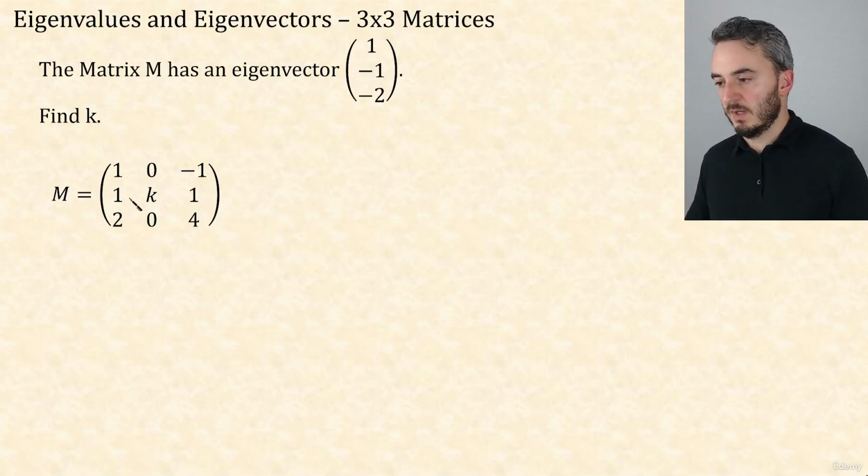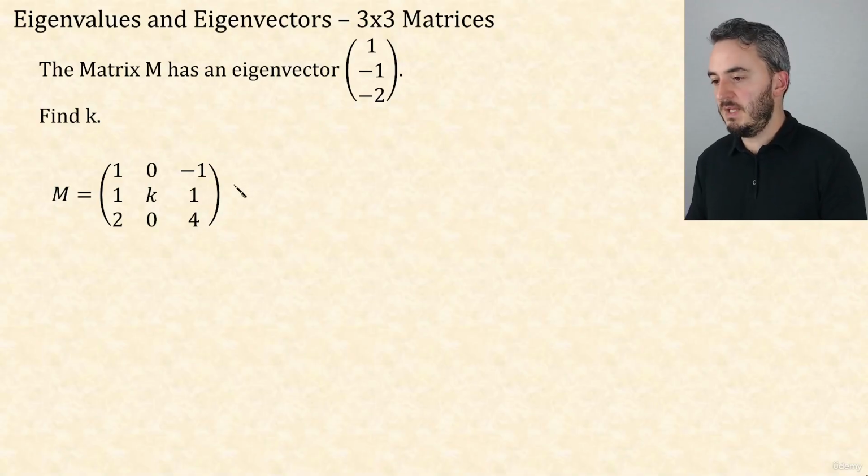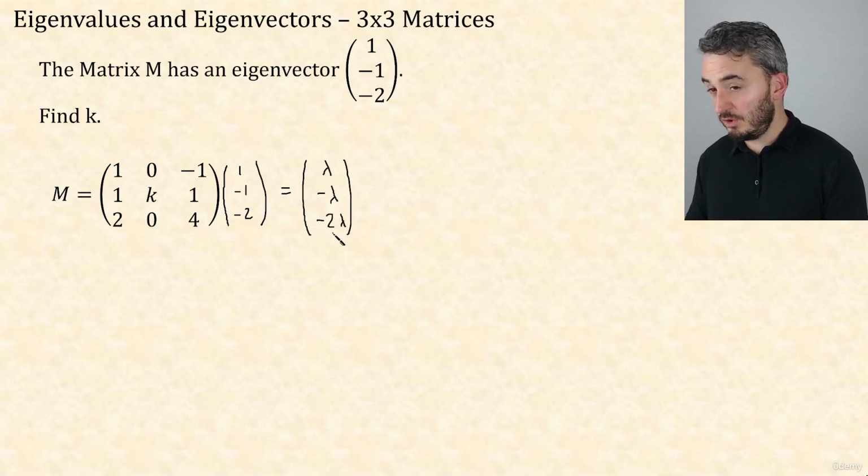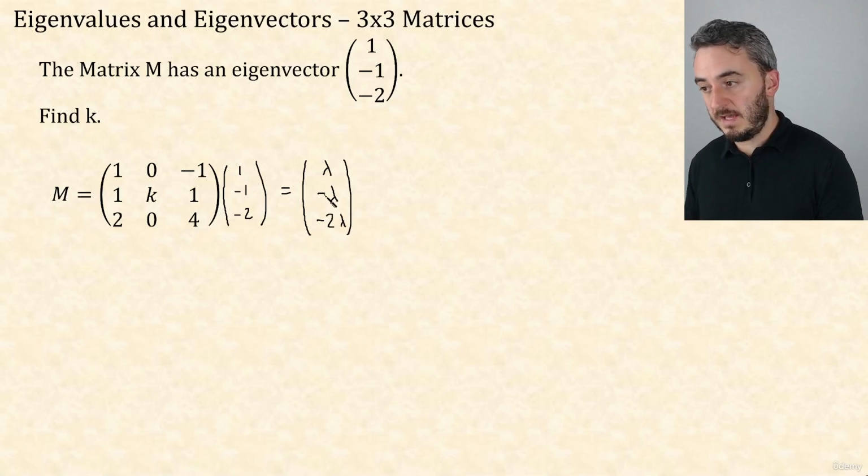Find k. Okay, well, if this is an eigenvector, it means that when we apply this matrix to this vector, what we get is simply a scaled version of that. So that is 1 times lambda, -1 times lambda, and -2 times lambda. And this should be enough now to find k. In fact, to find k and lambda.